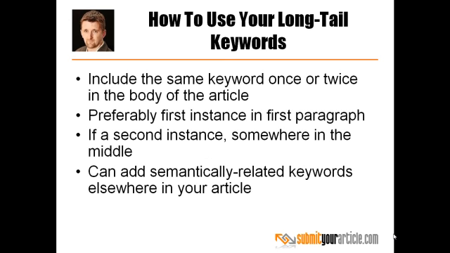What you can then do is add semantically related keywords elsewhere in the article. For example, for the keyword how to house train a dog, a semantically related keyword might be house training your dog, and so on. Although, to be honest, if your article is about the keyword that's in the title, you're likely to have those in there somewhere anyway.